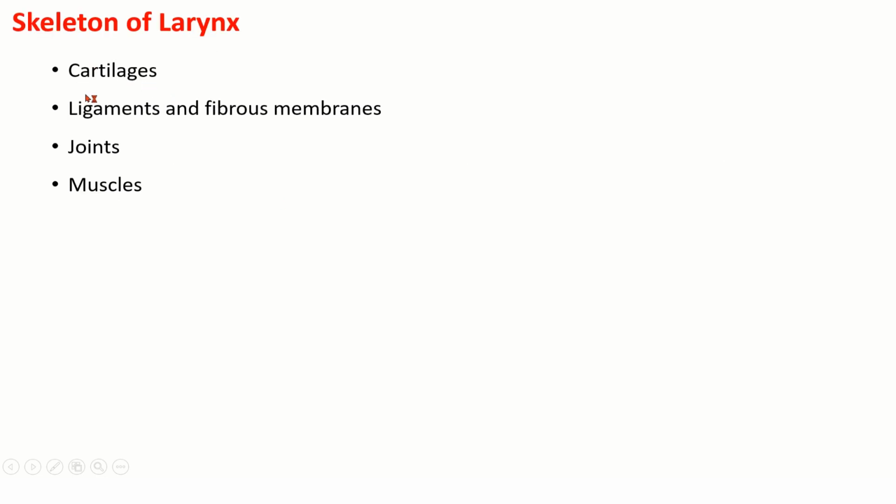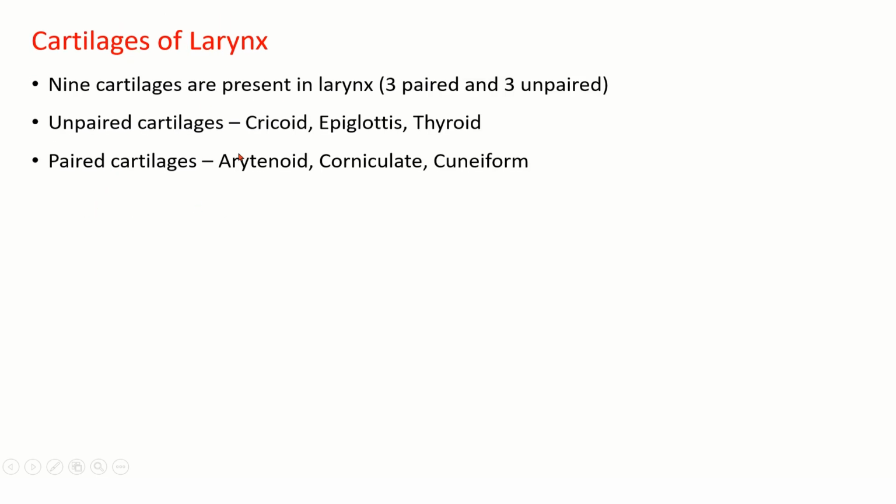The skeleton of the larynx consists of cartilages, ligaments and fibrous membranes, joints, and muscles, as I have shown earlier. Cartilages of the larynx: 9 cartilages are present in the larynx, 3 unpaired and 3 paired. Unpaired cartilages are cricoid, epiglottis, thyroid. Paired cartilages are arytenoid, corniculate, and cuneiform.